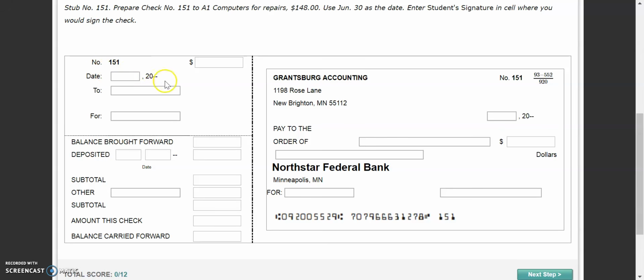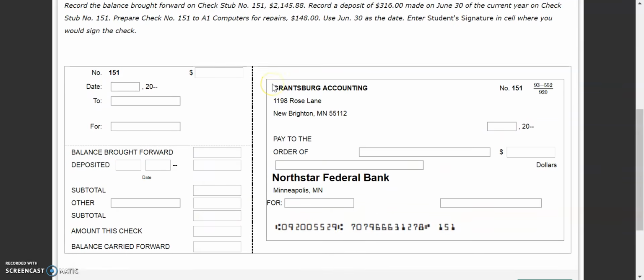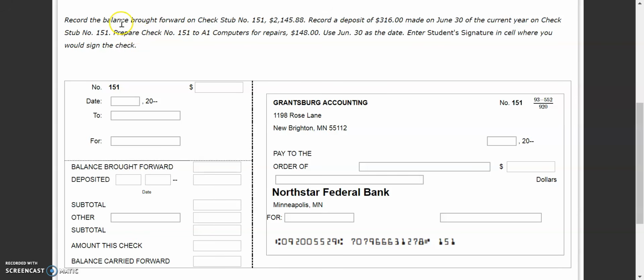You just know that it's check 151. You don't know what it's for if you forget to fill out the check stub and you just write the check first. So, a couple of things. It says first we want to record the balance brought forward on check stub number 151, which is $2,145.88. So we come down here to where it says our balance brought forward, and we plug in $2,145.88. Okay, that is the instruction for the first sentence.